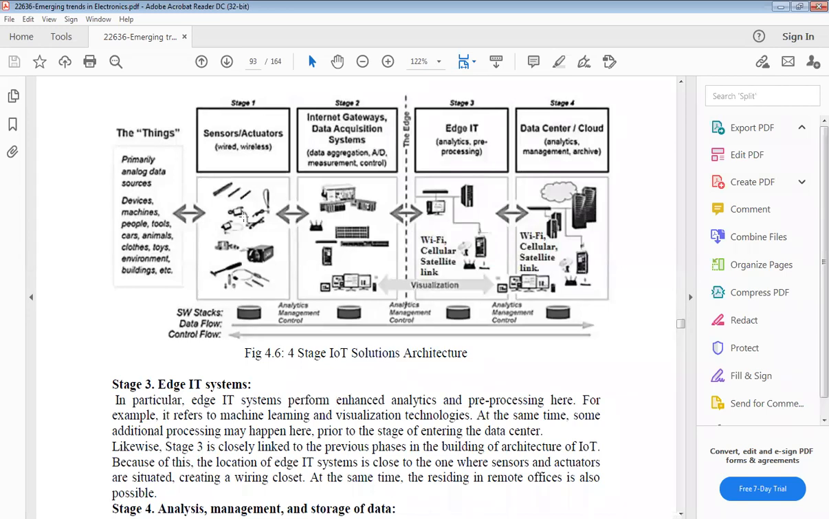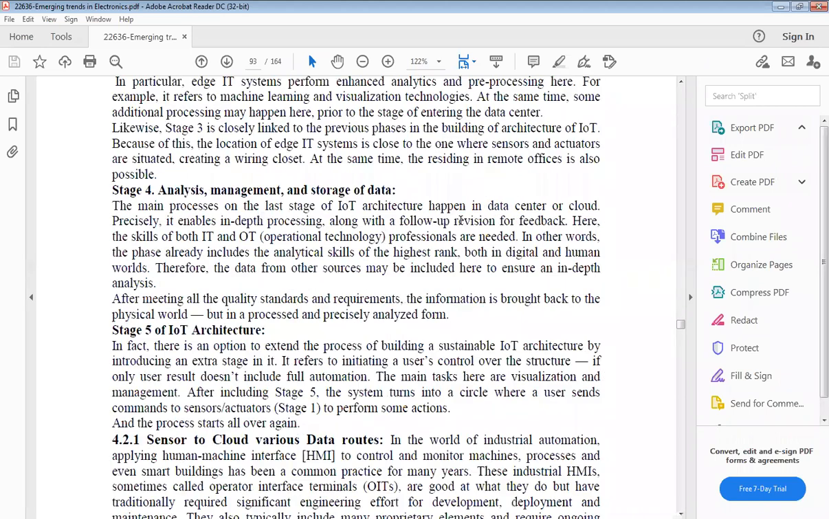So Stage 1, actual physical sensors and actuators are there. Stage 2, data acquisition system. Different sensors generate data. That data is combined together in the form of packets. Those packets are sent to the cloud through Edge IT. In Edge IT, pre-processing of data is done. And what does the cloud do? Cloud analyzes that data, and that data is stored in the server or memories. So in this way, this IoT architecture works.